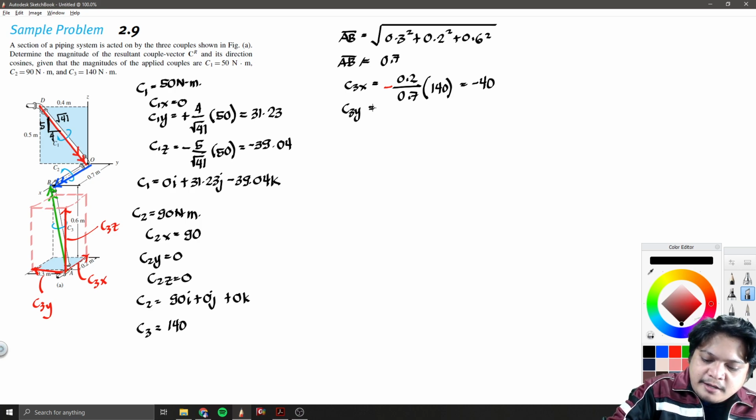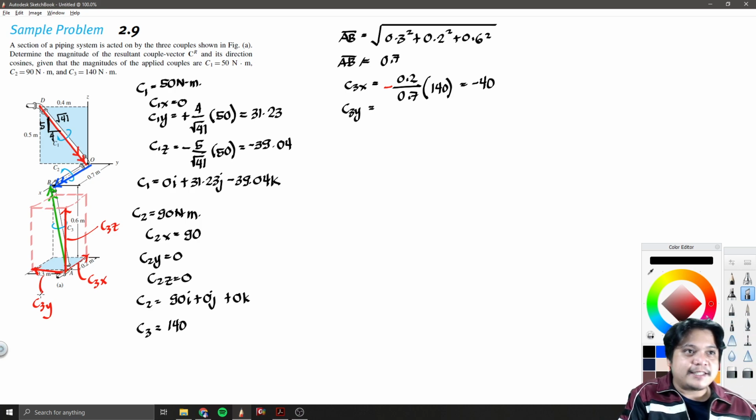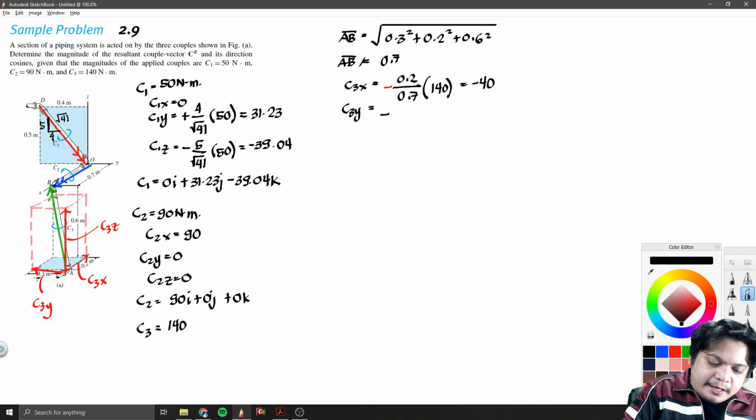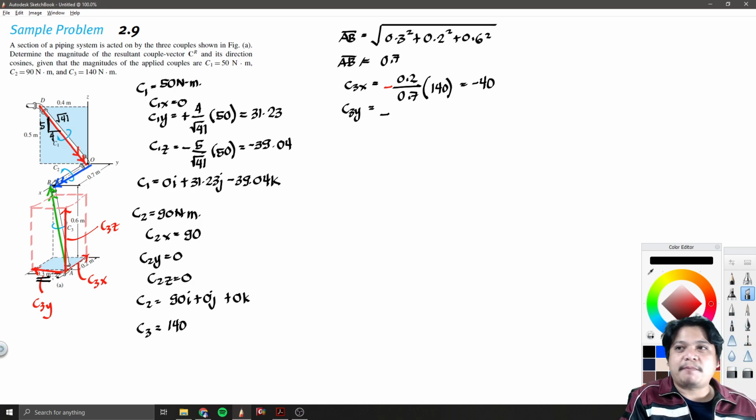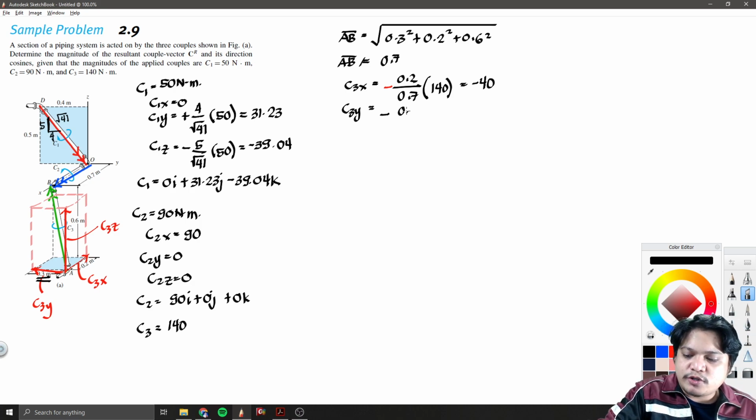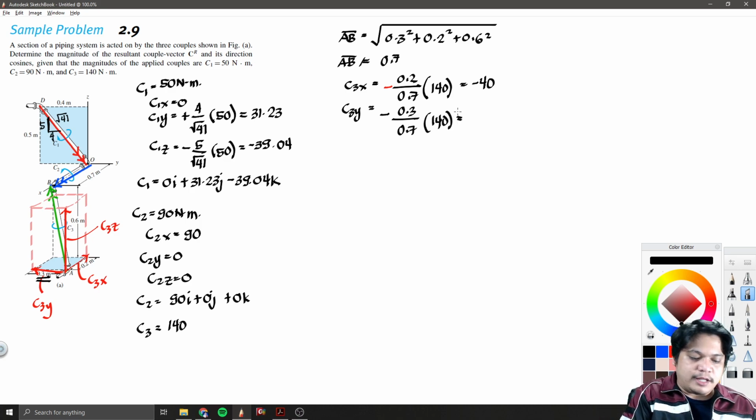So C3Y. So again, that is directed the negative y. So you will be having here negative. And then yung side ng box na parallel sa y is 0.3. So 0.3 all over 0.7. So you will be having here 140. So negative 0.3 all over 0.7 multiplied it by 140. So you have here negative 60.